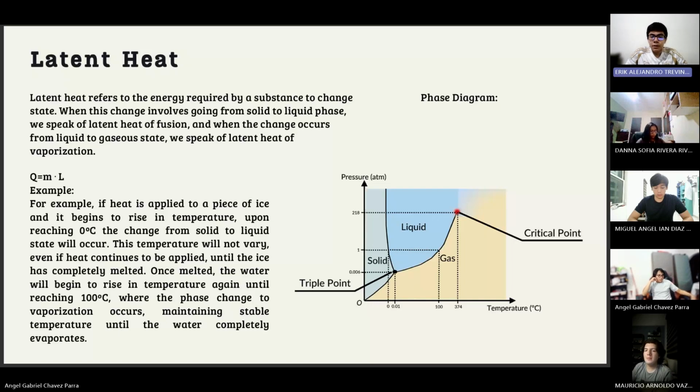This temperature will not vary, even if heat continues to be applied until the ice has completely melted. Once melted, the water will begin to rise in temperature again until reaching 100 degrees, where the phase change to vaporization occurs, maintaining a stable temperature until the water completely evaporates.